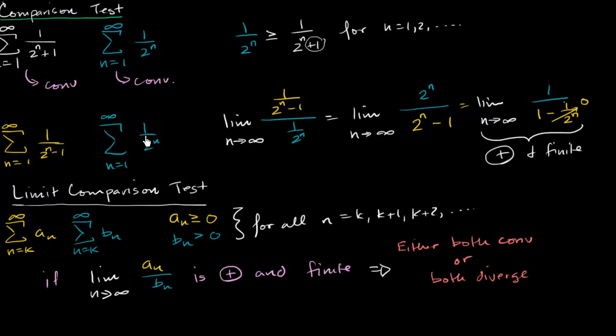If this thing converges then this thing converges, if this thing diverges then this thing diverges. Well, we already know this thing converges. It's a geometric series where the common ratio is less than 1. And so therefore, this must converge as well. So that converges as well.